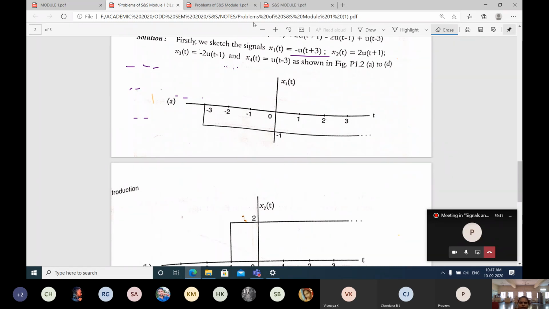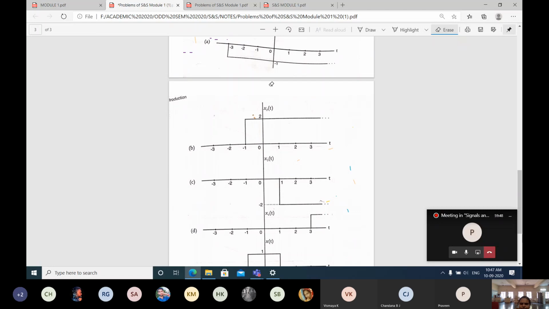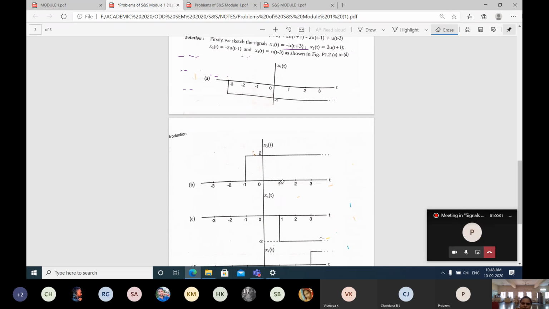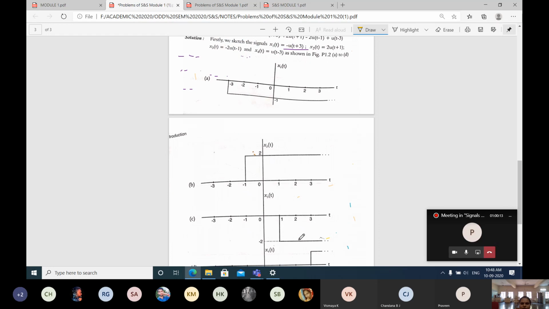Okay, observe here. We have x1 of t, x2 of t, x3 of t, and also x4 of t. Now what do we have to do? We have to add all the operations, because we already took each parameter in a negative way and did the operation. For that reason, we have to add all the signals we got.